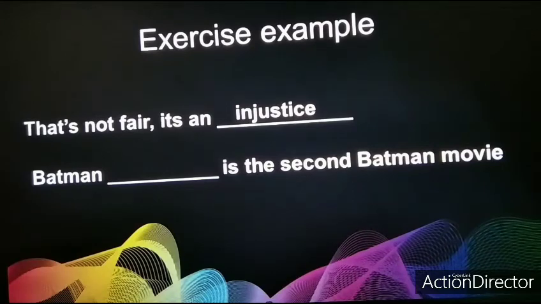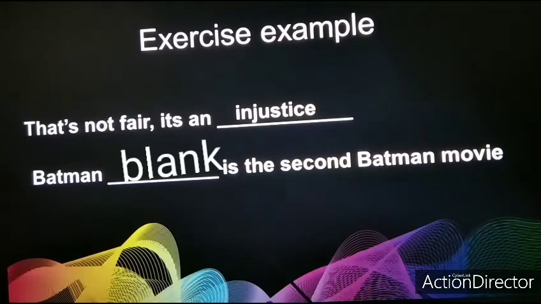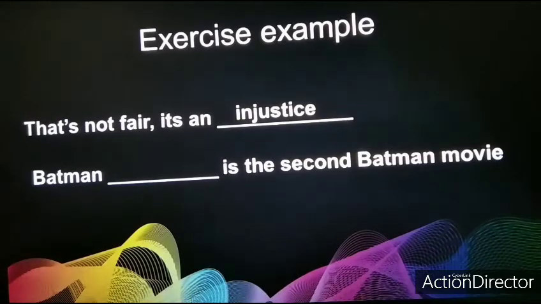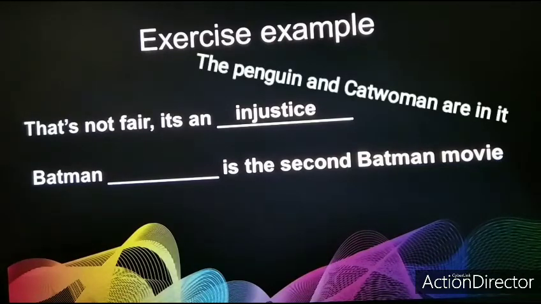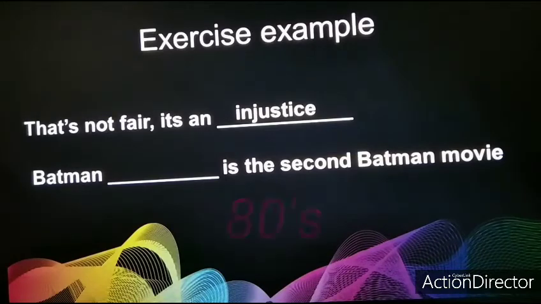Now you're going to complete the second one. Batman blank is the second Batman movie. Now I'm going to give you a hint. I'm not talking about the new Christian Bale movies. I'm talking about the 80s Batman movies. Yep, good luck.